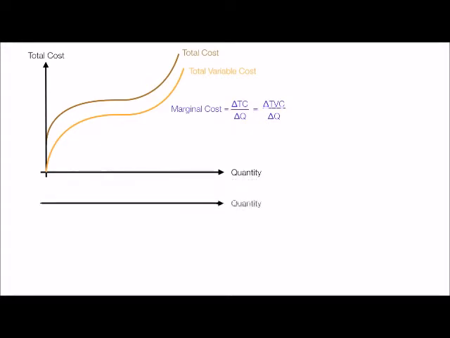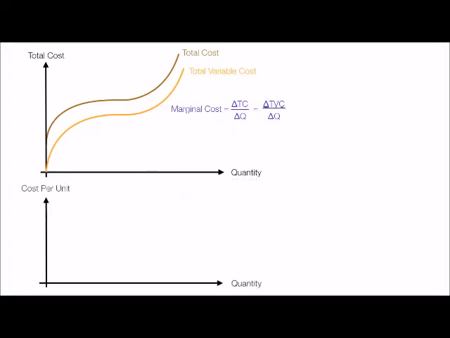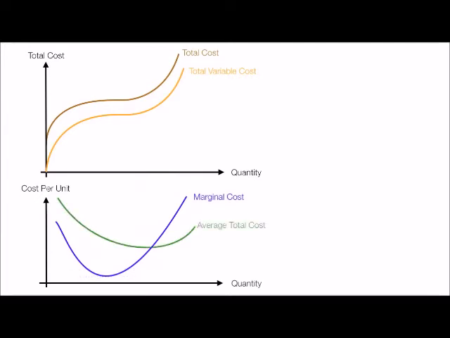They're equivalent. Now I'm going to plot the marginal cost, so I put cost per unit on the vertical axis. If I plotted all the points, the marginal cost curve would look something like that. An important concept is where the inflection points are. We'll draw in the average total cost curve.